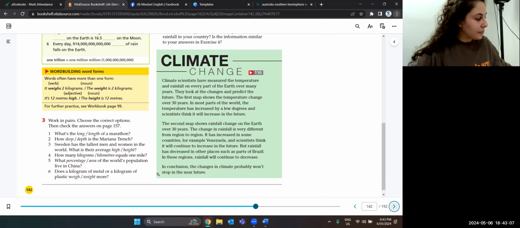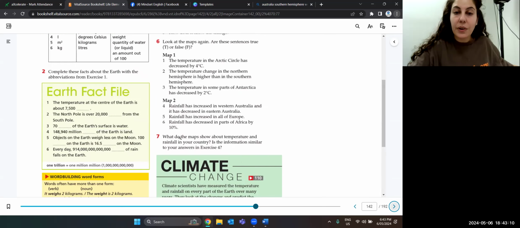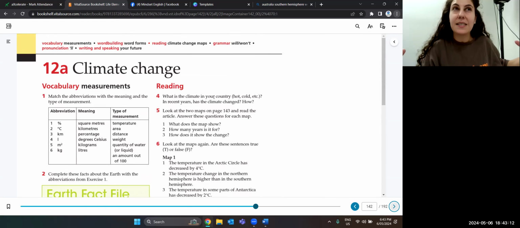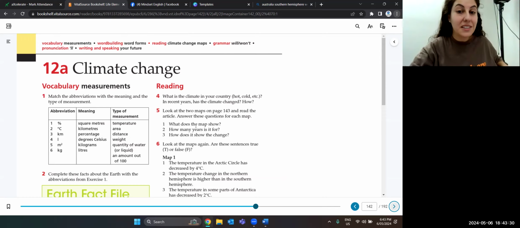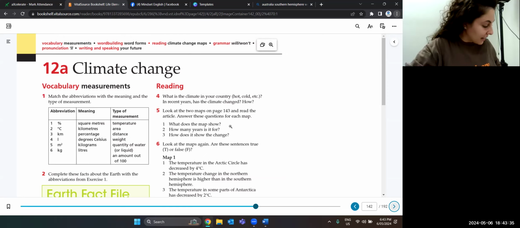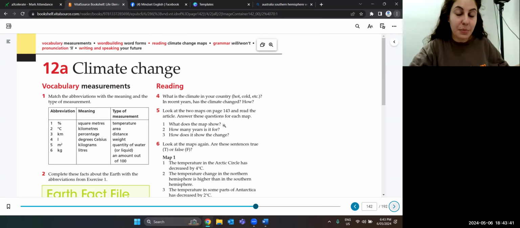Okay, so we know what the climate is in our country. At the moment in Australia, the climate is pretty cold. We're getting close to winter. It's sunny in the day, but there's a cool breeze at night. So what does the map show? The first map shows the temperature, and the second map, the percent of the rainfall. How many years is it for? 30 years.